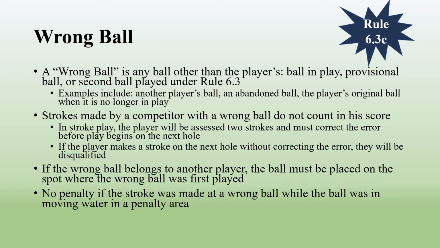In stroke play, the player will be assessed a 2-stroke penalty and must correct the error before beginning play on the next hole. If a player makes a stroke on the next hole without correcting the error of playing a wrong ball, the player will be disqualified. If the wrong ball belongs to another player, the ball must be placed on the spot where the wrong ball was first played. There's no penalty if the stroke was made at a wrong ball that happens to be in moving water in a penalty area.